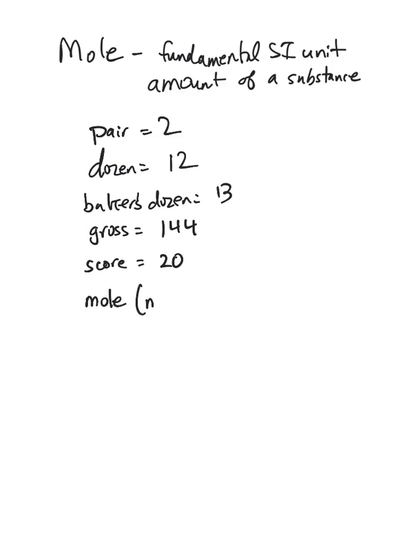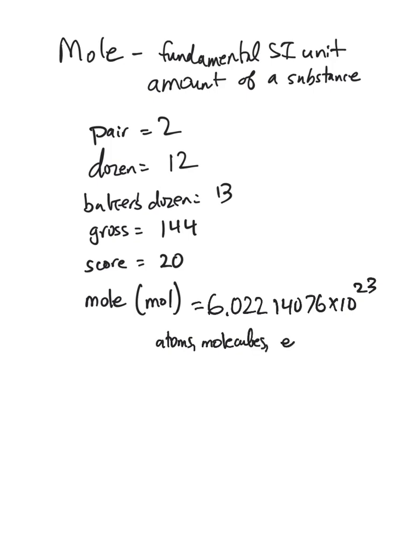And the mole has an abbreviation of mol. It's not much of an abbreviation, just like you lost one letter, but that's what it is. And what the mole is going to be defined as is 6.022140076 times 10 to the 23rd of whatever it is that you have. It could be atoms, or molecules, or electrons, or ions, or protons, or neutrons, or pennies, or pencils, or whatever.